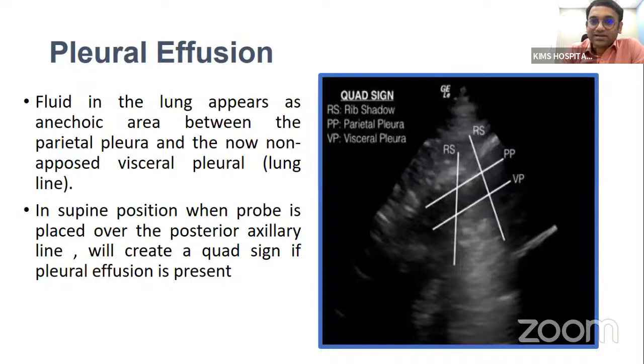The quad sign is the anechoic area that is formed between your rib shadows, the 1-2 rib shadows, and between the parietal and visceral pleura. This is the quad sign. When the quad sign is present, that usually suggests a pleural effusion.